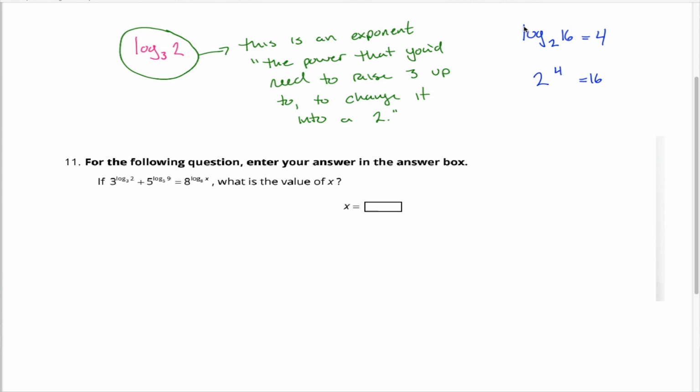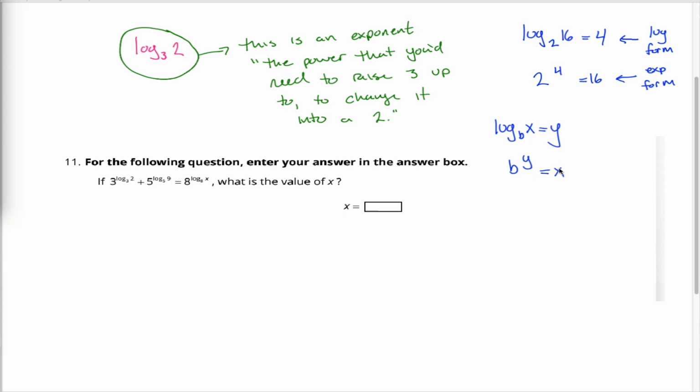If you really struggle with reading this and understanding that it's asking for the exponent that you need to raise 2 up to change it into a 16, you can switch from what's called logarithmic form to exponential form. This equation represents logarithmic form. This equation represents exponential form. More generally, the log base b of x equals y is equivalent to the statement b raised up to the y power is equal to x. This thing is an exponent. It's the power, y in this case, that you'd have to raise b up to if you wanted to change it into an x. All right, b to the y equals x.